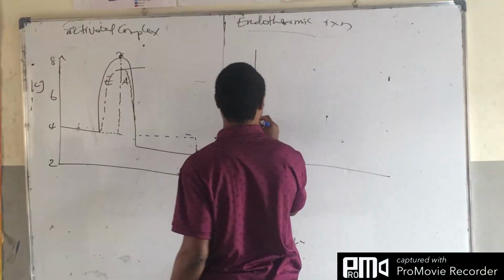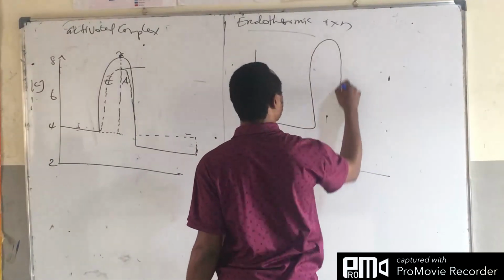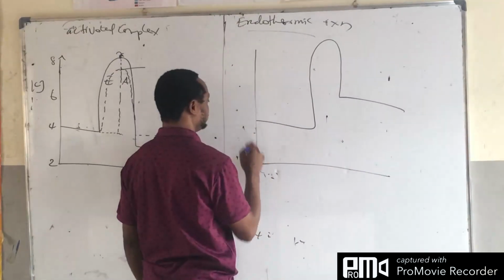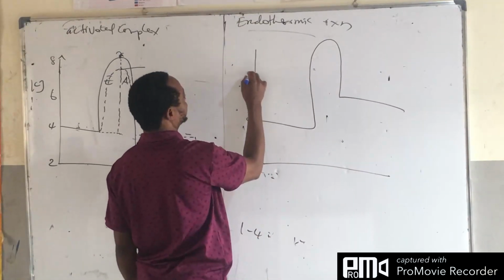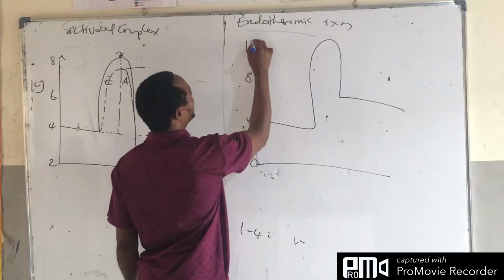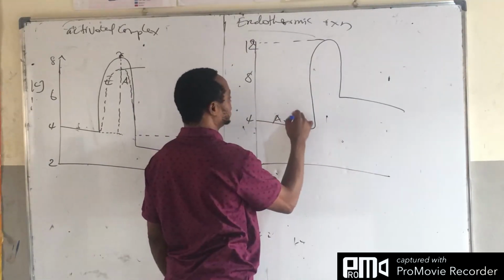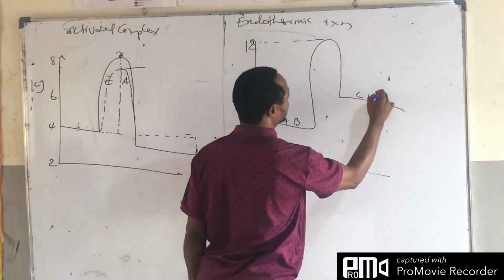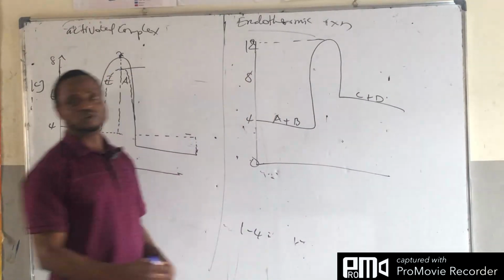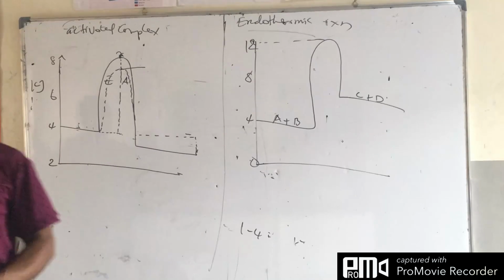Either you solve it or look at the diagram. Now you have it like this. This is the reactant and this is the product. So this is an endothermic reaction. How do I know?